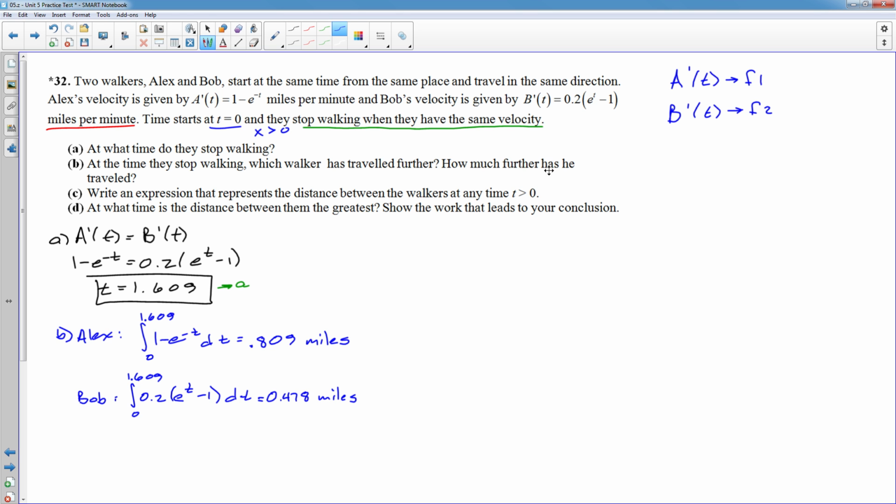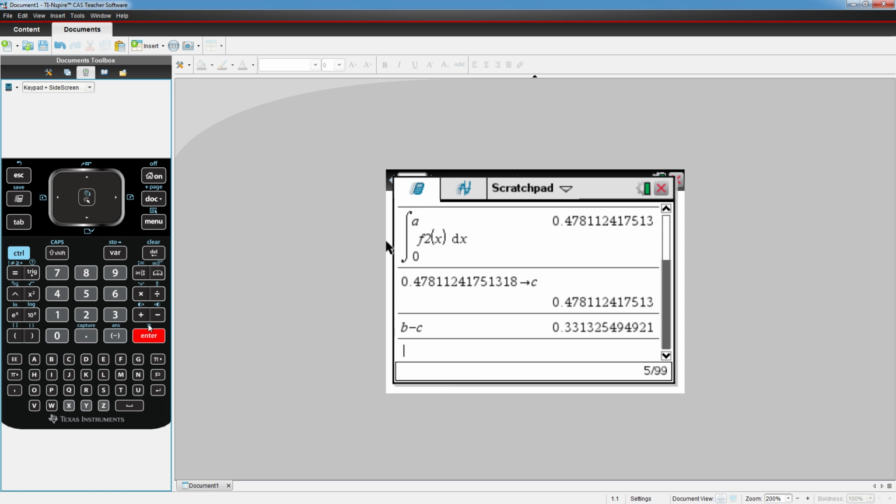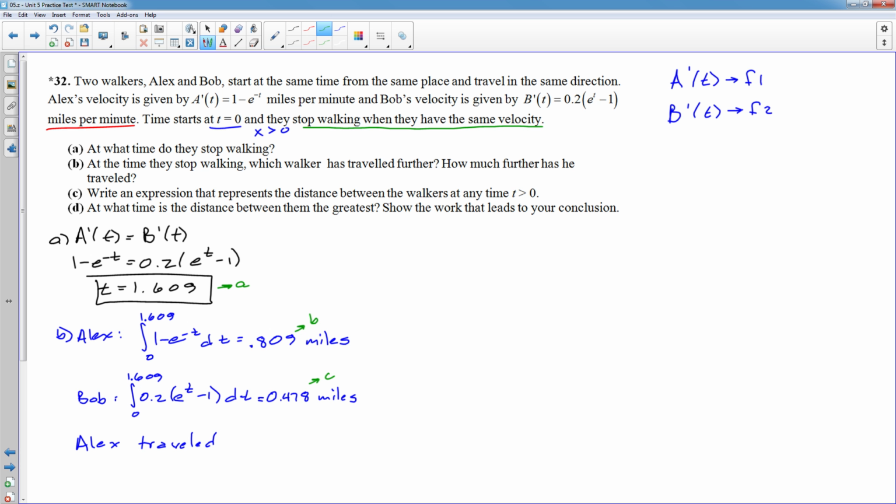And then it says how much further has he traveled. So I would say that Alex traveled, and then to find the distance, I'm going to take this one up here, stored for B. Always make notes to yourself. That was B. This is stored for C. And so I need to figure out what B minus C is. So I'll just do B minus C. And he traveled 0.331 miles further.